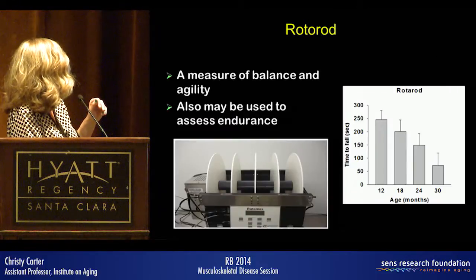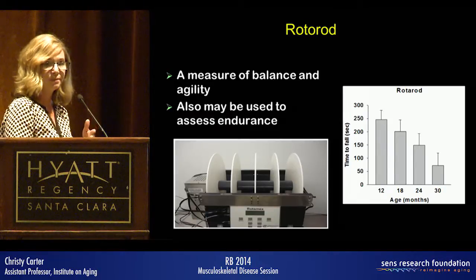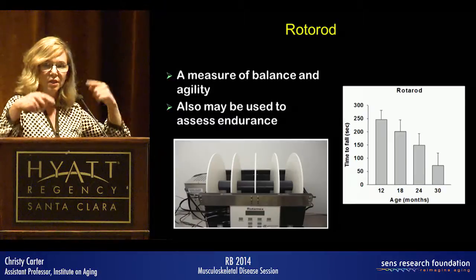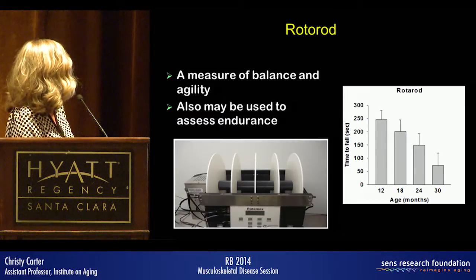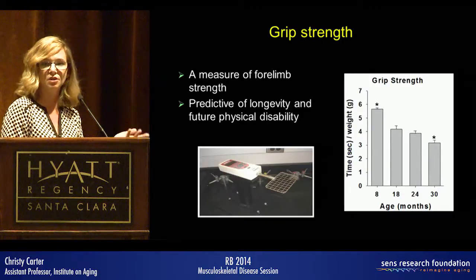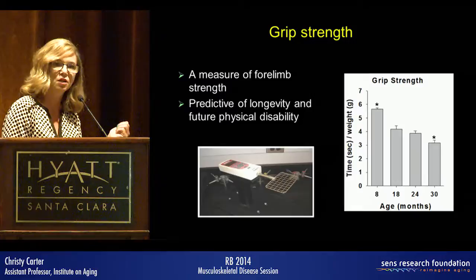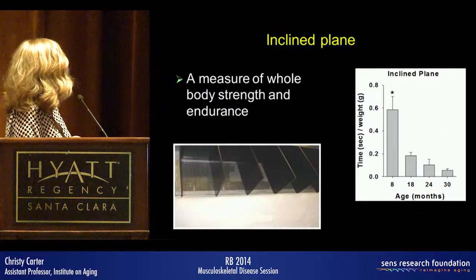We can look at rotorod, which is a measure of balance and agility, and we can also look at endurance because we can keep them rotating on this rod for a long time and keep them running on it. It declines with age cross-sectionally. We can look at grip strength, as I showed you before in the mice, and in humans this is highly predictive of future disability and mortality.